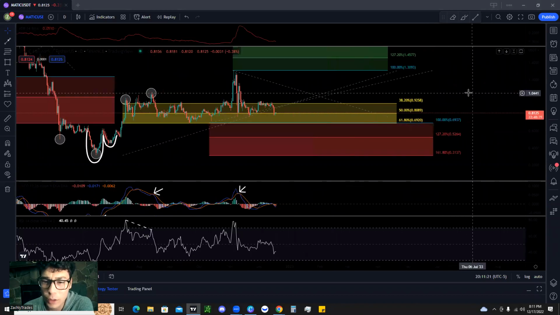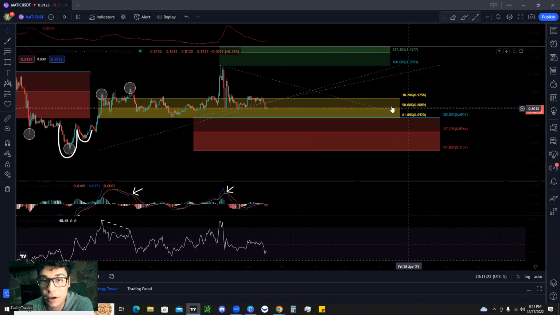Now, if we break these levels, right, and so if we break our 50% retracement level, our 61.8 retracement level is going to be right here at 0.6920. And that's also really going to be our breakout level to the downside, right? Because again, you either get a trend continuation to the upside or you get a reversal, right? And if we do break our 61.8 retracement level, we're going to have 0.5264 as a major support level, and then 0.3137.